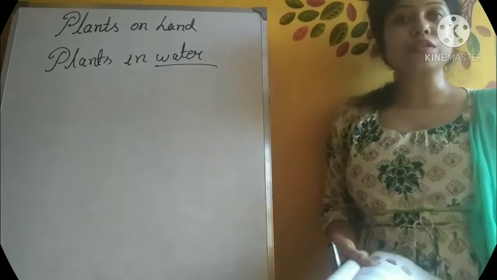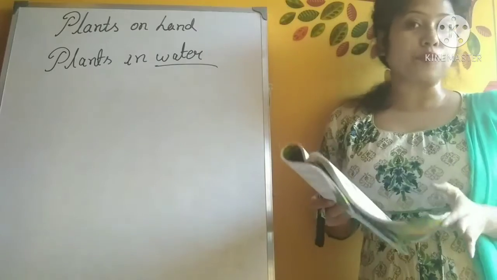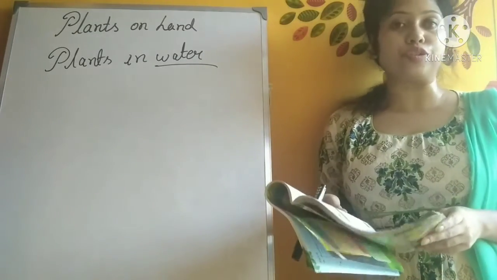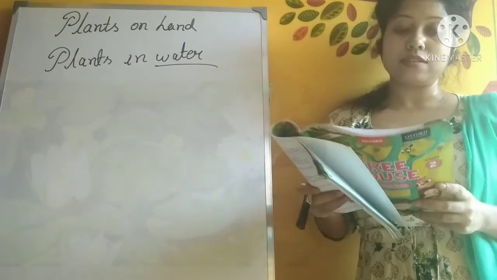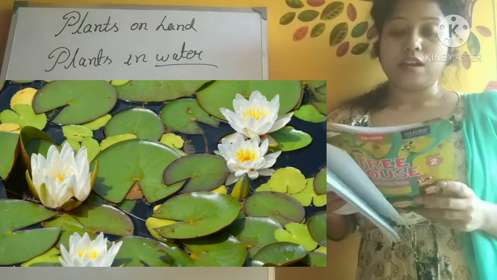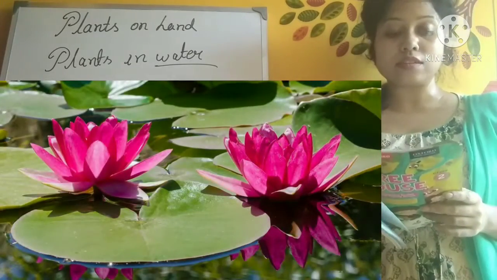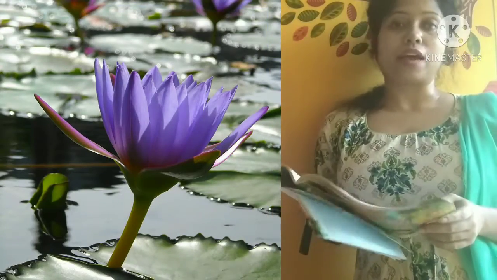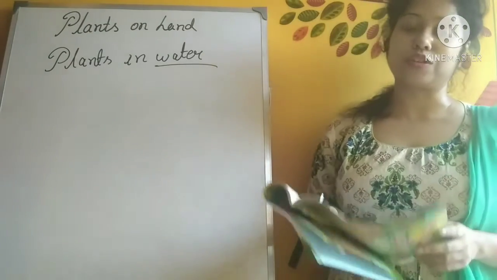Now we are going to discuss plants in water. Today we will be discussing till this much only. The next part of the chapter will be discussed in the next tutorial. So let's see what the plants in water are. Some plants grow in seas, ponds and lakes. Lotus, water lily, water chestnut, hyacinth and duckweed are some common water plants. These are examples of some plants that grow in water.